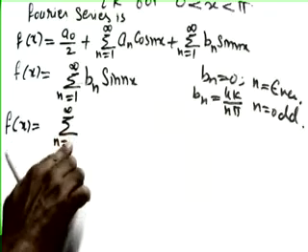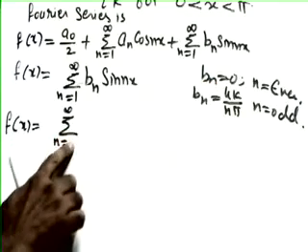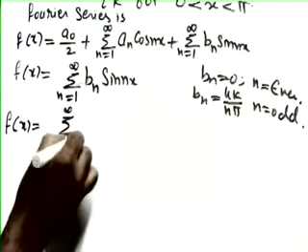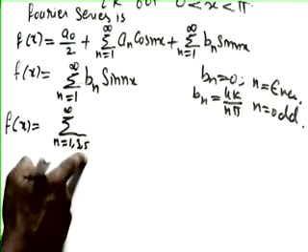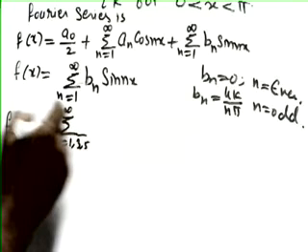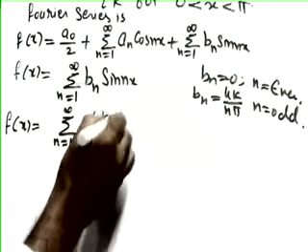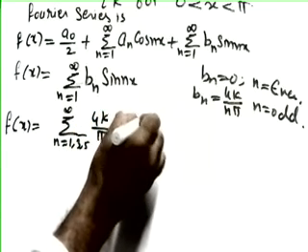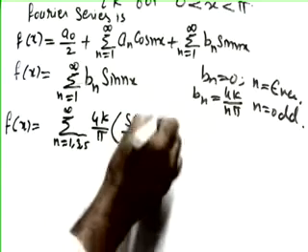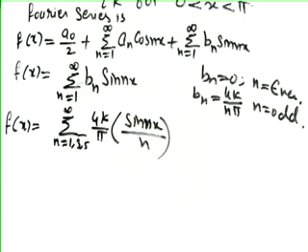Sigma n equals 1 to infinity. For even n we are getting 0, so we should not write even. Write it like this: 1, 3, 5 for odd numbers, 1, 3, 5 to infinity. bn is 4k by pi n, so the term is sine nx divided by n.